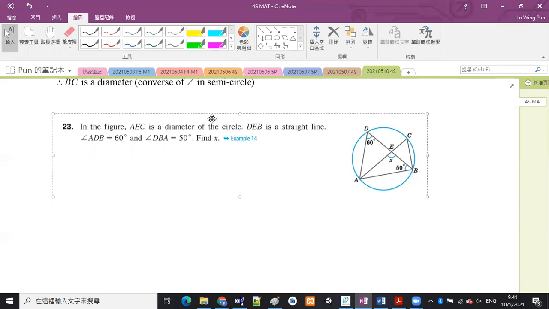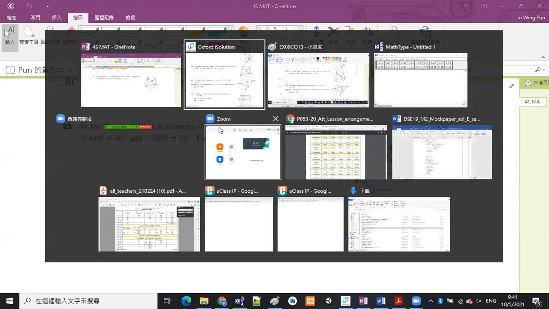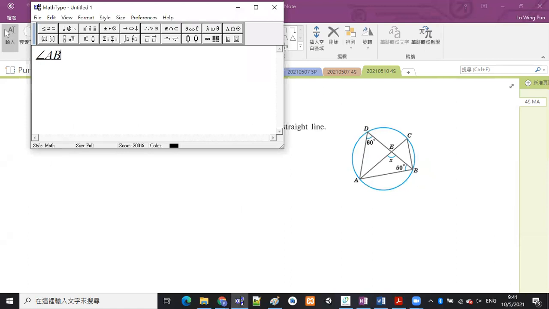There is a diameter. AEC is a diameter, so we can actually find out the 90 degrees first. If AEC is a diameter, then angle ABC should be equal to 90 degrees. Can you see this? So let us write this down first. Angle ABC should be 90 degrees. It's angle in semicircle.